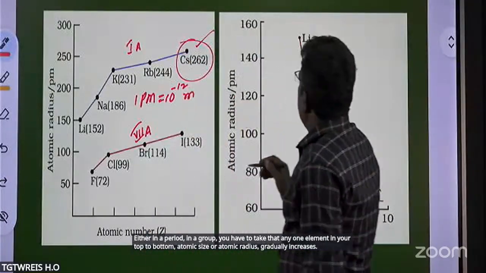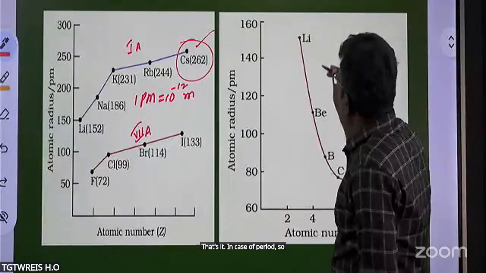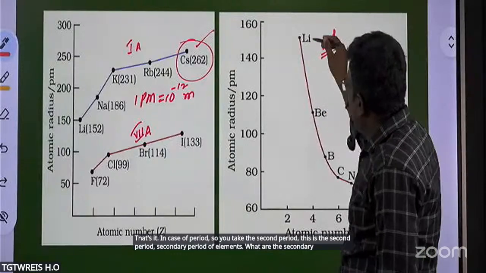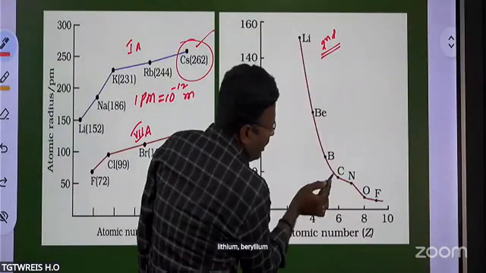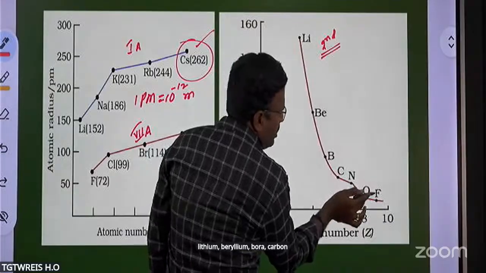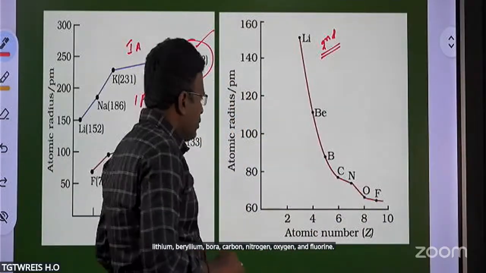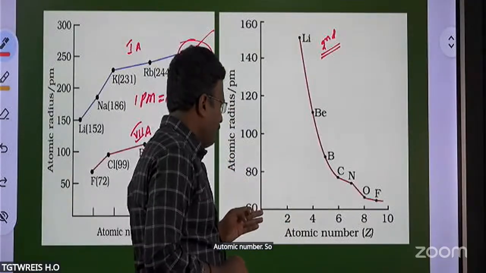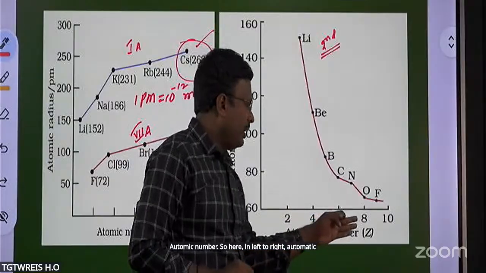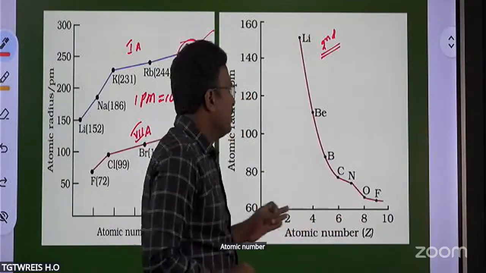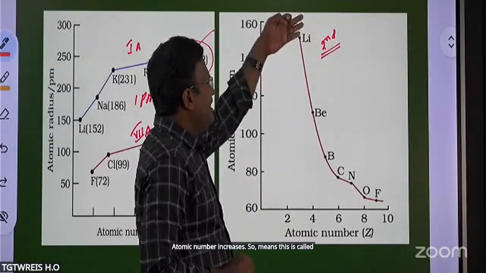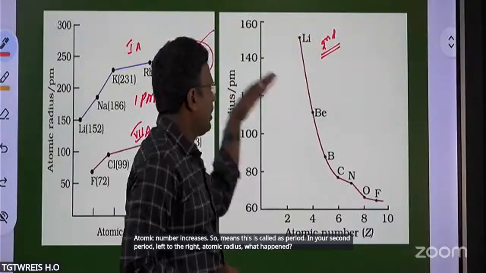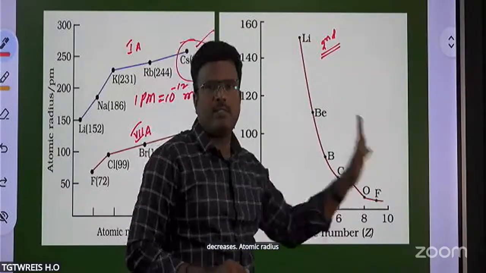That's all. In the case of a period, take the second period. This is the second period of elements. What are the second period elements? Lithium, beryllium, boron, carbon, nitrogen, oxygen and fluorine. So here is the atomic number and atomic radius. From left to right, the atomic number increases. This is called a period. In the second period, from left to right, what happens to the atomic radius? It decreases.